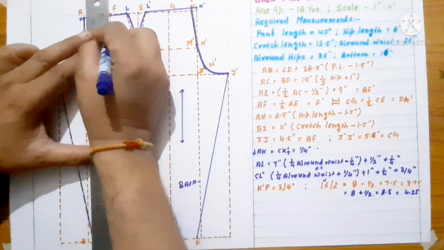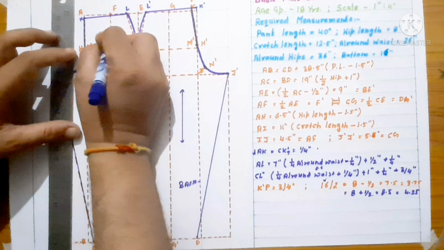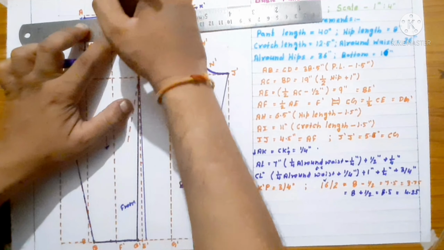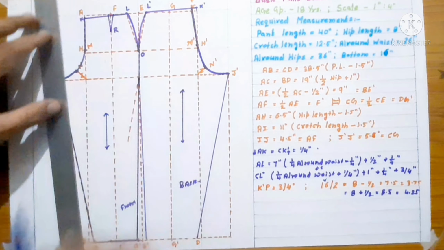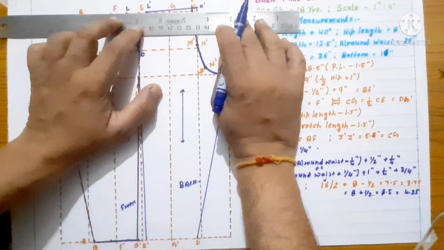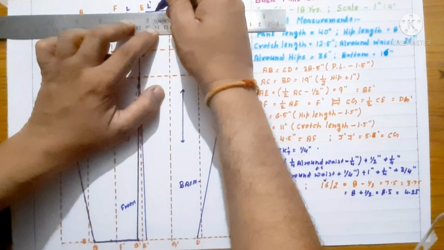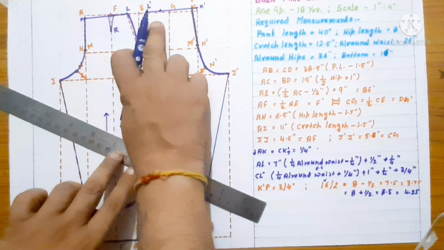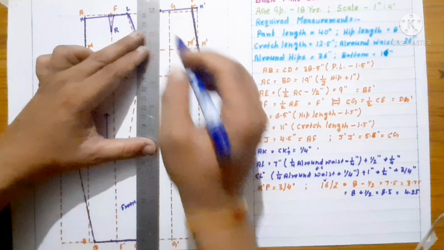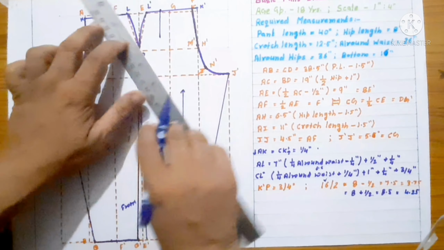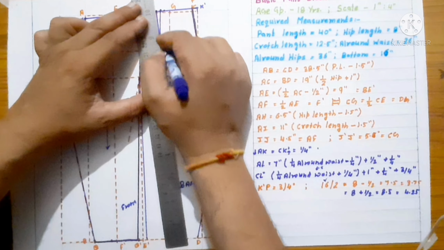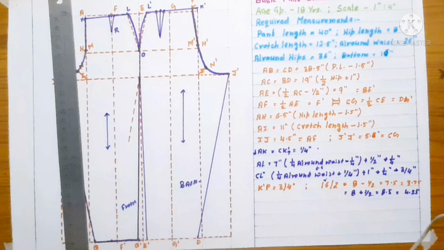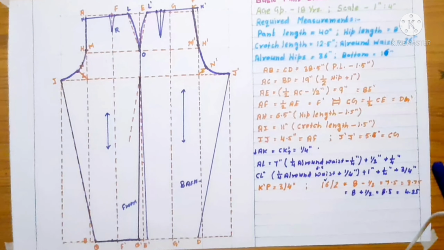And now the darts. For front dart, we have taken a point R on the crease line, that is FF dash, and on both sides we have taken 1/4 each and then given the shape to the dart. In case of back, we have to take a point 2.5 inch apart from the side corner of the hip. Length of the dart is 4.5 inches and width of the dart is 1/2 inch on both sides. Just join this. So this is the pant block. Belt same as it was in skirts.